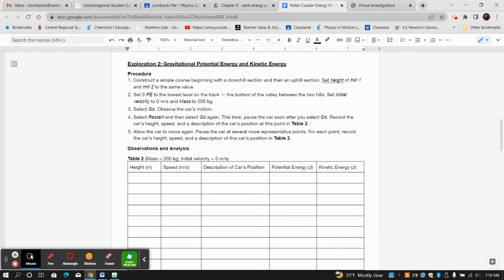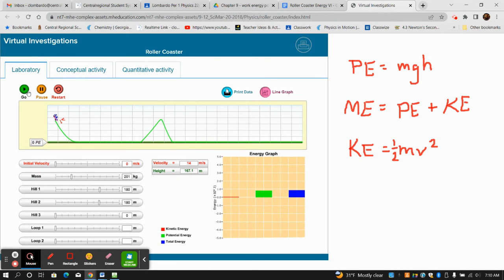And then again, allow the car to move again, pause it at several different points. For each point, record the car's height, speed, and description. So then we do start, pause, record velocity, record height, do the calculations, start, pause, same thing, repeated for each point. I would definitely use the bottom as one of them. Now as it goes up, now your height, velocity, height, velocity.